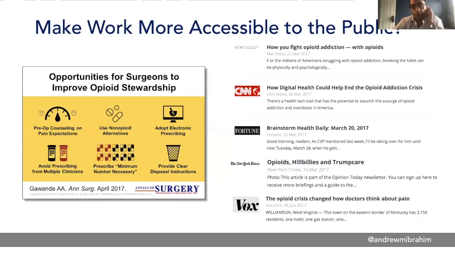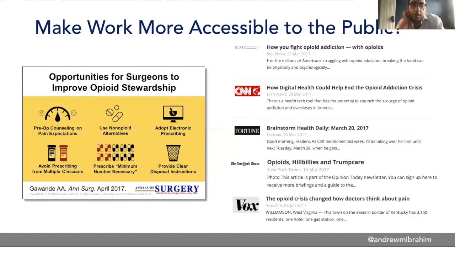So this was an article that Dr. Gawande wrote for Annals of Surgery about opioid stewardship, and he outlined these 6 strategies for what surgeons should do to play a role in being good stewards of opioids. And you could see after Atul Gawande tweeted this out on his social media page, almost within days, that content showed up in mainstream outlets.